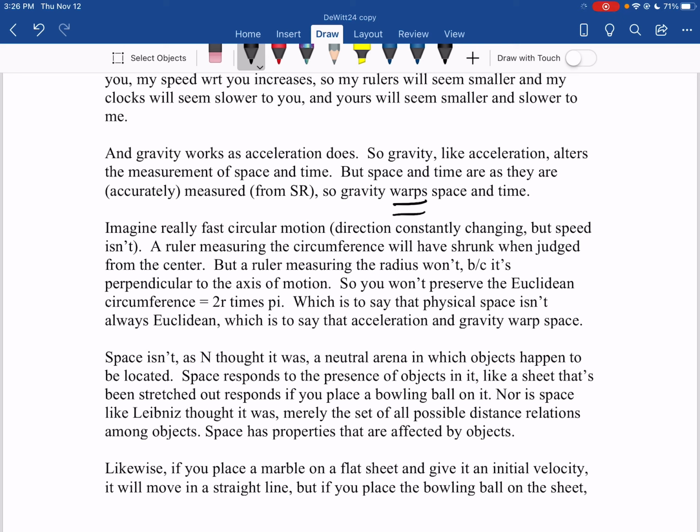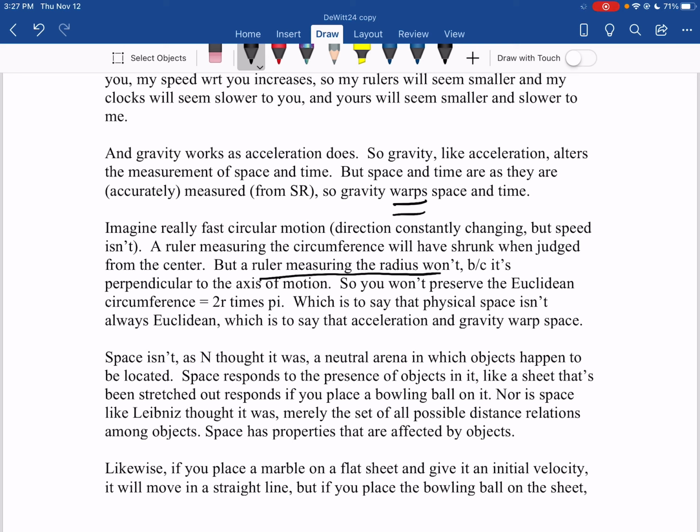So a ruler measuring the circumference will have shrunk when judged from the center. The center is not moving. The circumference is moving at a significant fraction of the speed of light with respect to the center. Lengths shrink in the direction of motion. So if you're measuring the circumference as judged from the center, you'll be doing so with a meter stick that will have shrunk. But a ruler measuring the radius of the circle won't have shrunk because that's perpendicular to the direction of motion, right? So in a special relativity case, you get, as it were, less wide but not less tall if you're moving just on the x-axis with respect to me.